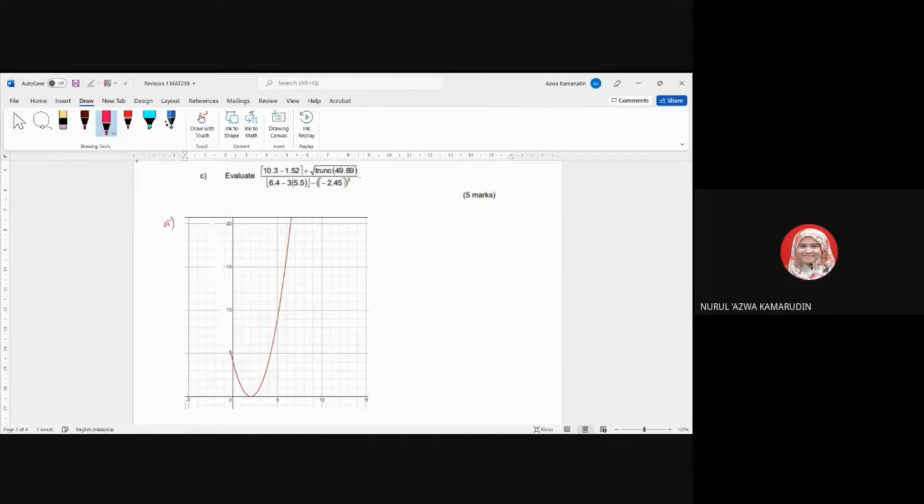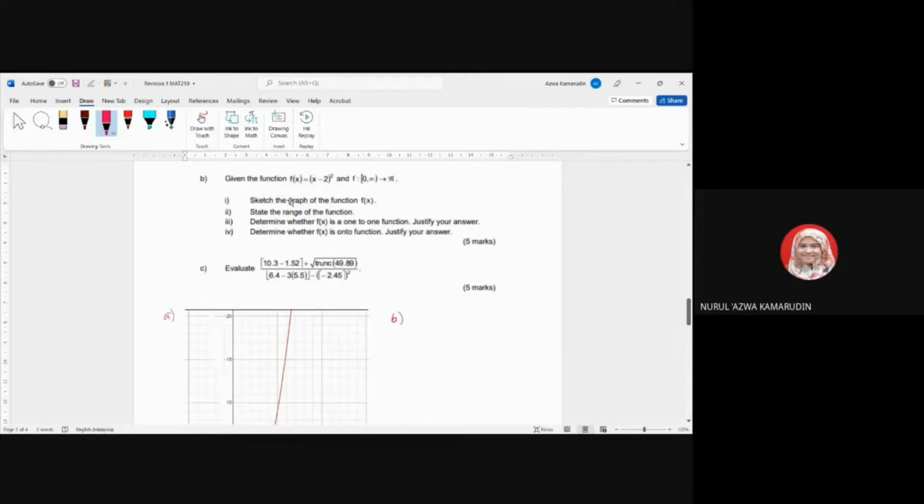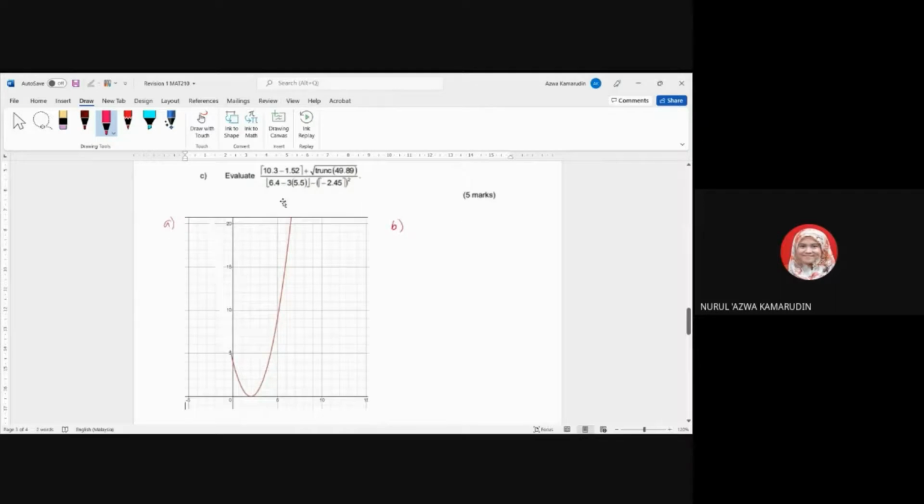This is question A. Question B, we want to find the range of the function. Range of the function is only the images, those that have an image on the Y axis. So the range is from what? From 0 and above. From 0 to positive infinity, so that is the range.